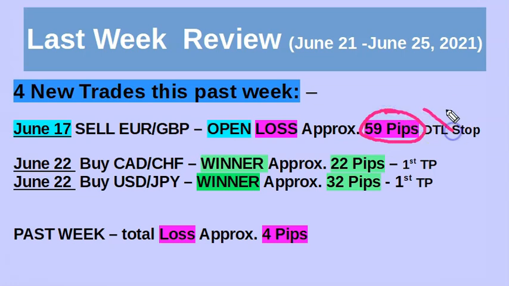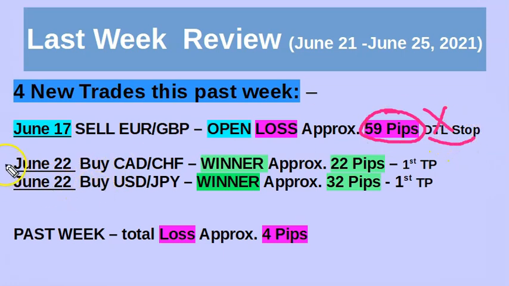So, you know, we do incur losses every now and then. We incur a lot more winners, but in this case, it was a loss for 59 pips, and it hit our DTL, our dominant trend line. It was stopped out when price reversed over this very important line. It's an exit indicator that we use as well.